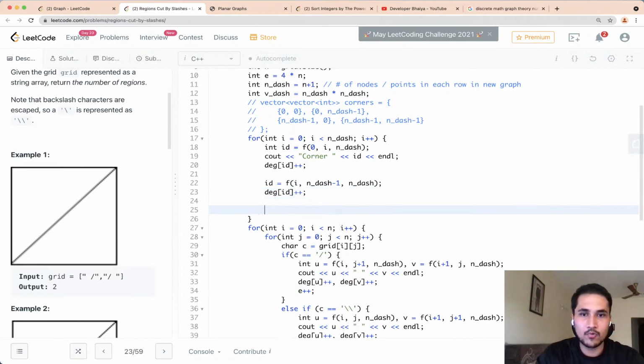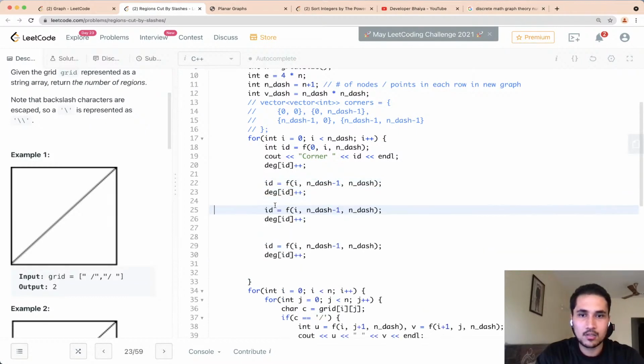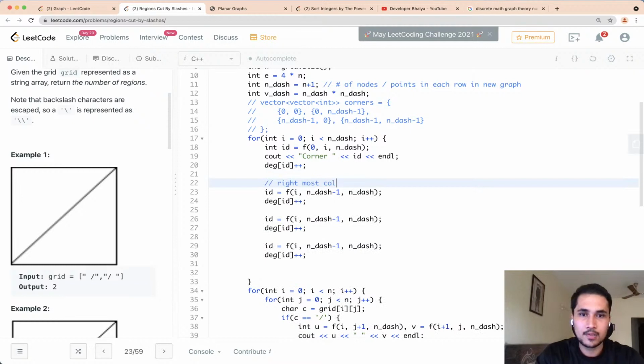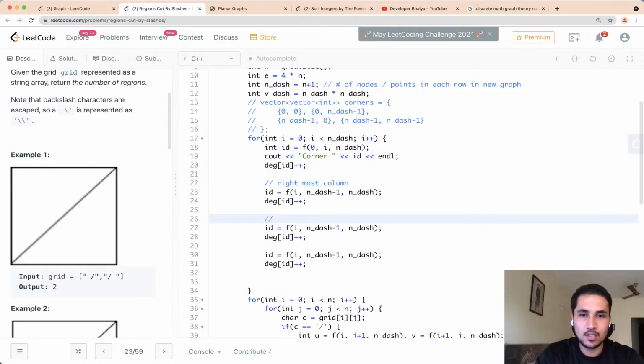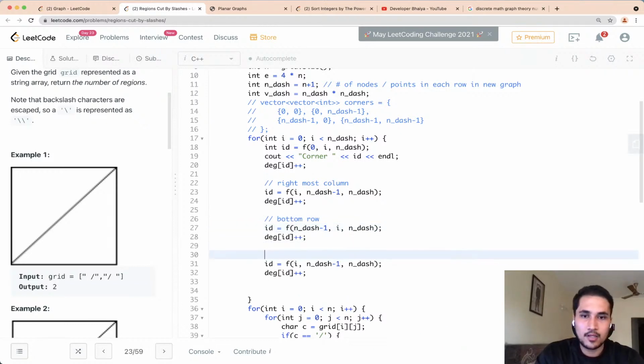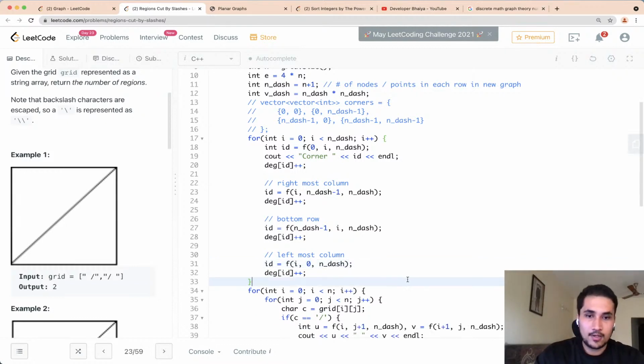And similarly, let's move on to the next ones. We will be trying to do this again and again, so let's paste this twice. This one was for top, this one was for the rightmost column. Now let's do it for the bottom row. For the bottom row, this is n dash minus 1, and this will be i. And then for the leftmost column, sorry, the rows will be iterating, and this will be 0, right?